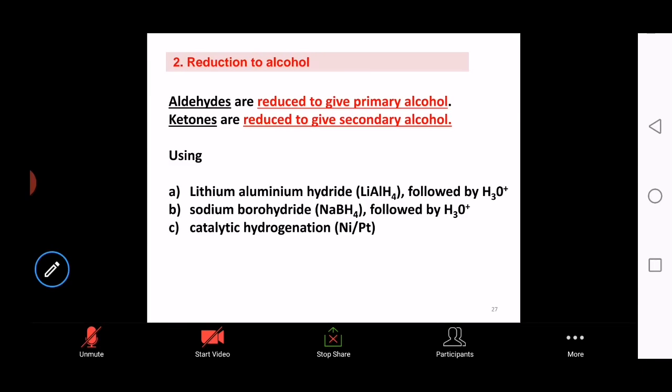So next is about reduction to alcohol. So aldehydes are reduced to give primary alcohol. Ketones are reduced to give secondary alcohol. So macam tadi kita tengok nak prepare aldehyde dan ketone.